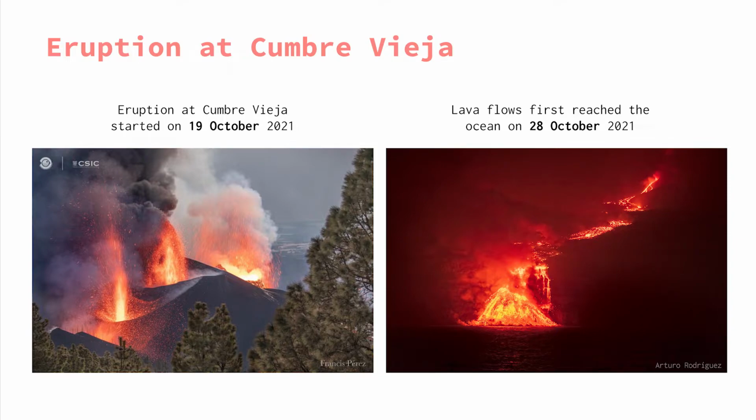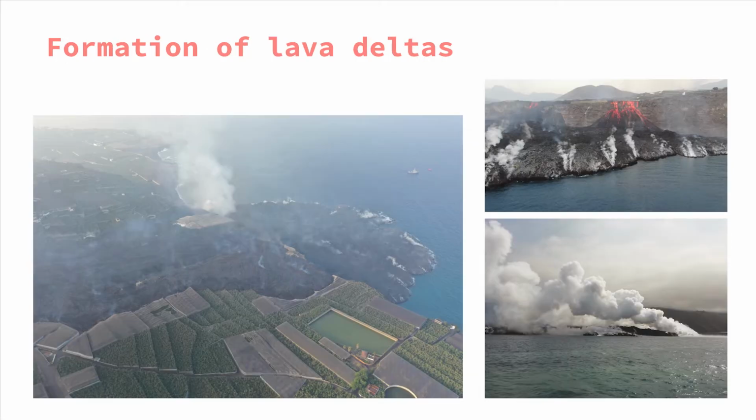So again, as we have been talking about this volcano for quite a bit now, I won't go into too much detail for the introduction. As you know, this volcano erupted on October 19th, 2021, and more or less 10 days later, on October 28th, after making its way downslope, it reached the ocean for the first time, creating this very impressive lava cascade. But it wasn't a one-time event. It continued feeding lava to the ocean for a long time.